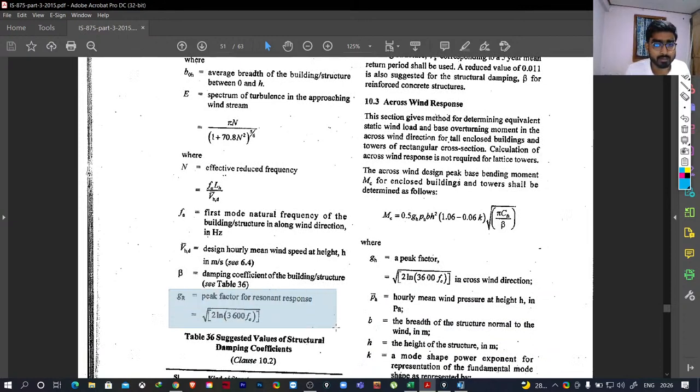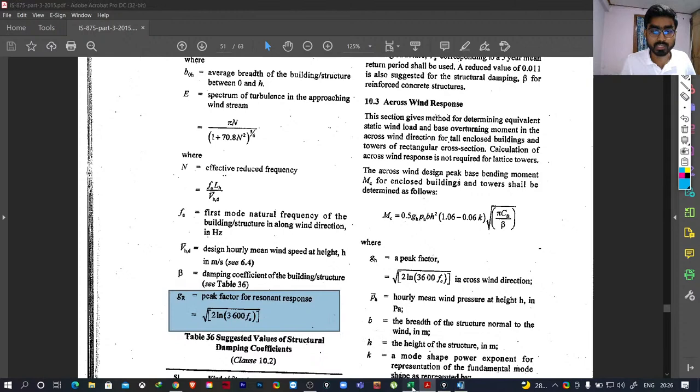GR. Here we have got GR. GR is nothing but 2ln, logarithm, exponential logarithm, 3600 multiplied by FA, frequency of the fundamental along this direction, which direction we are considering the inputs along. Okay, so we have got the GR formula also.